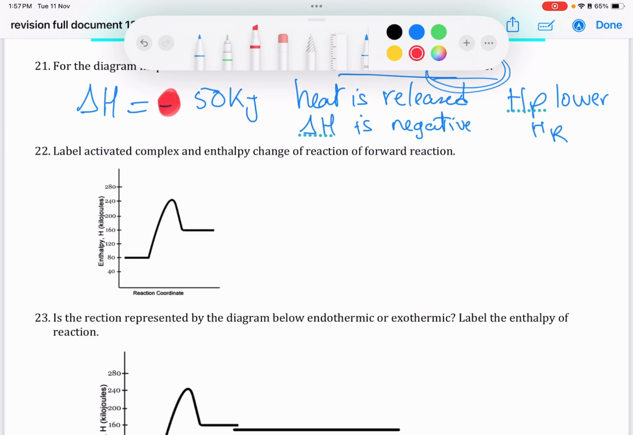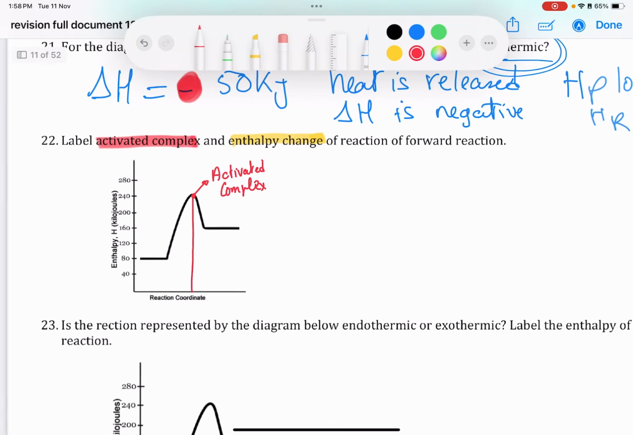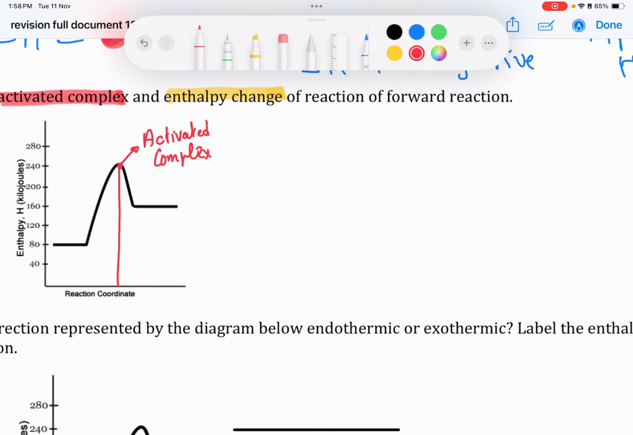Another question. Label the activated complex and the enthalpy change of the reaction of the forward. Okay, so let's label the activated complex. The activated complex is the top of the diagram. So here is called the activated complex. It's an unstable structure that is like a preparation to shift from reactants to products. It's where the old bonds are broken and new bonds are preparing to form.